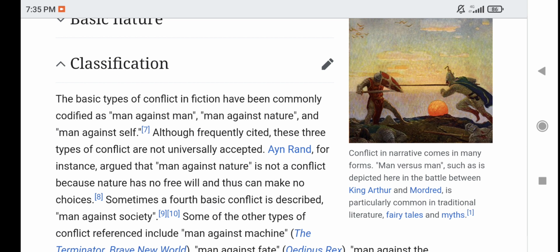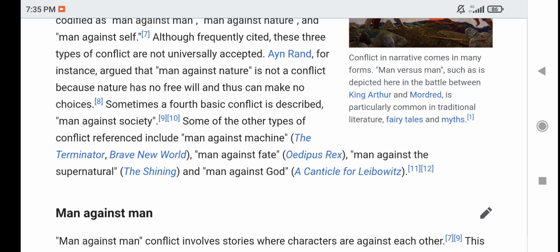The basic types of conflict in fiction have been commonly defined as man against man, man against nature, and man against self. Although frequently cited, these three types of conflict are not universally accepted. Arendt, for instance, argued that man against nature is not a conflict because nature has no free will and thus can make no choices. Sometimes a further basic conflict is described: man against society.